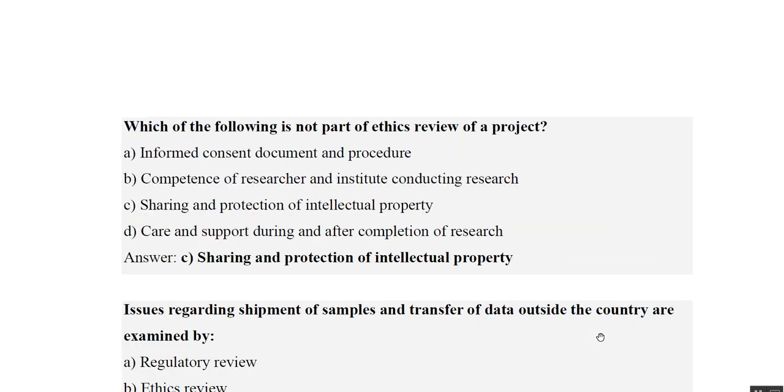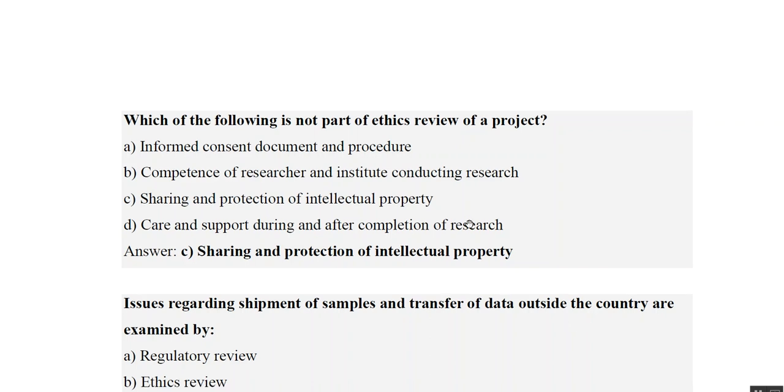Which of the following is not a part of ethics review of a project? Informed consent and document, competency of researcher and institute conducting research, sharing and protection of intellectual property, care and support during and after completion of research. So ethics review is basically about human subject protection. So yes, informed consent is required, competency of researcher and research institute is required, as well as care and support before, during, and after the completion of research is also required. But intellectual property comes under regulatory review, so that is the answer here.